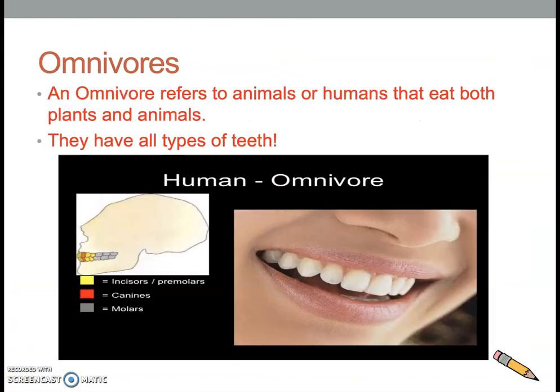And finally, we have the omnivores. An omnivore refers to animals or humans that eat both plants and animals. Therefore, because they eat both plants and animals, they actually have all types of teeth. So we are very lucky in that way. So, again, another fantastic time for you to pause the video and write down both bullet points in red, please.